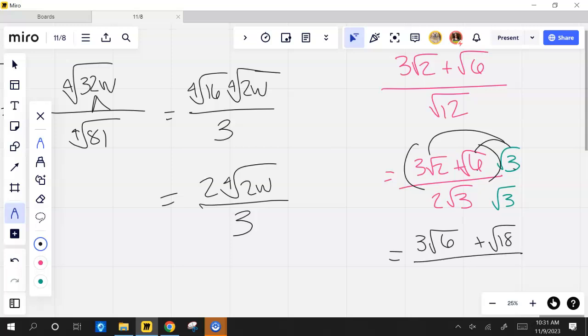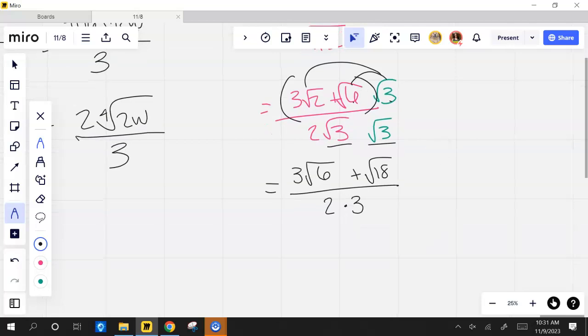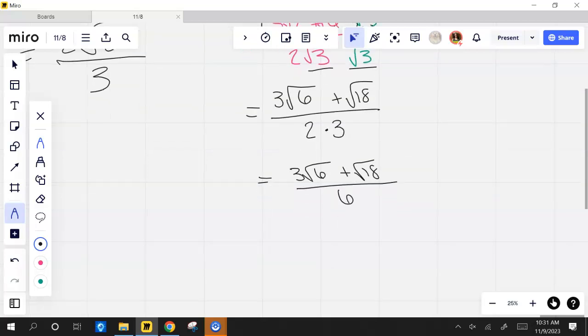And what happens here on the bottom? It's a 2, but what's the square root of 3 times the square root of 3? 3. That's right. So this bottom's going to be 6. And I'm still not done. Why am I still not done? I can simplify. What simplifies? Not yet. The 18, right? How does it simplify?